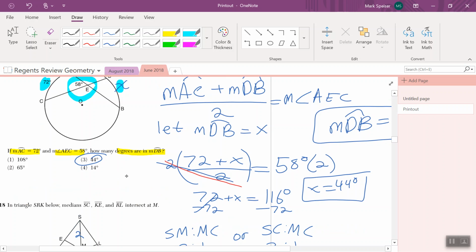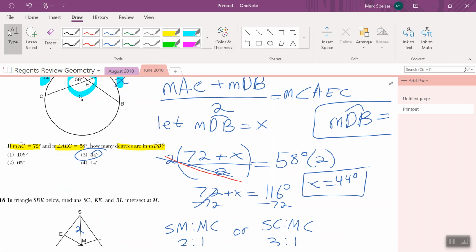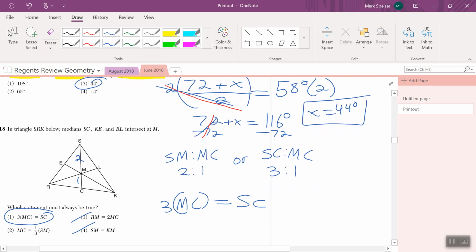Then you have 72 plus x equals 116 degrees. Minus 72 on both sides. You have x equaling 116 take away 72, which is 44 degrees. Choice number 3.